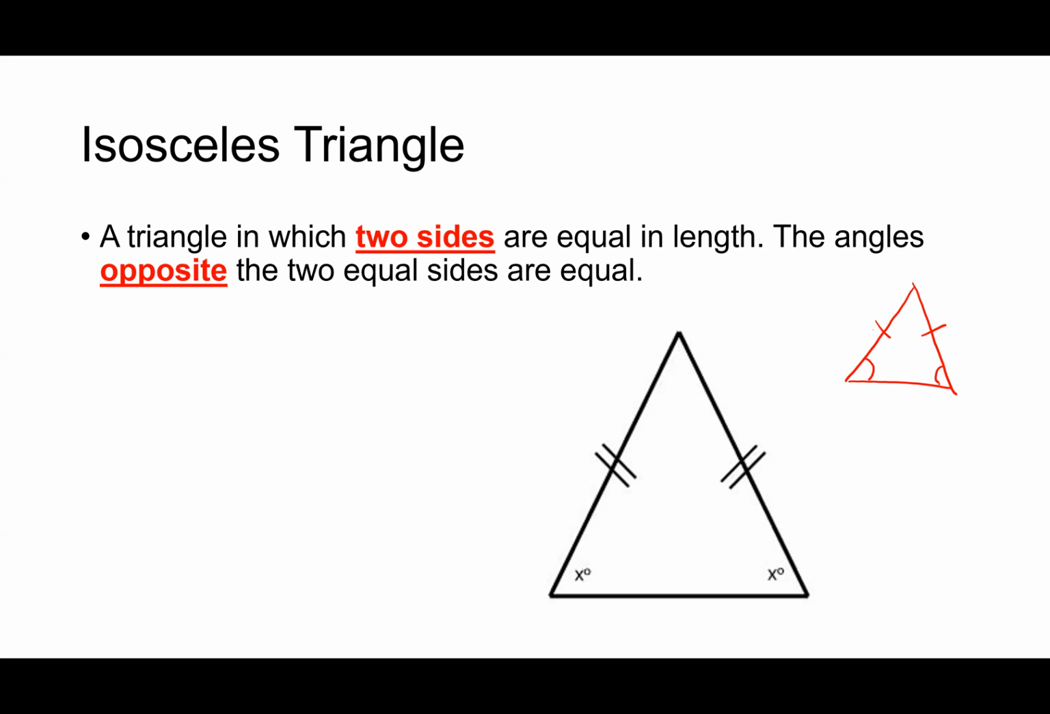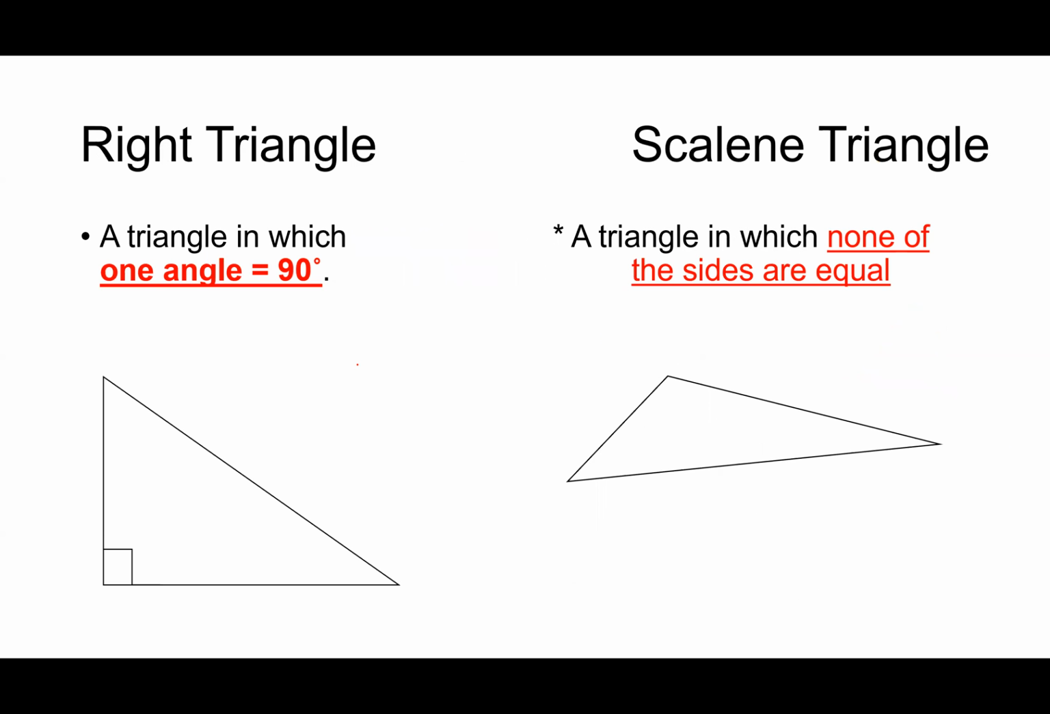Ray. So do the tick marks show that the sides are the same? Yep. So when you have the same tick mark, it shows that those sides are congruent. So the tick marks have to match. Okay. So a right triangle is a triangle in which one angle equals 90 degrees. No surprises there, right? And a scalene triangle is a triangle in which none of the sides are equal.